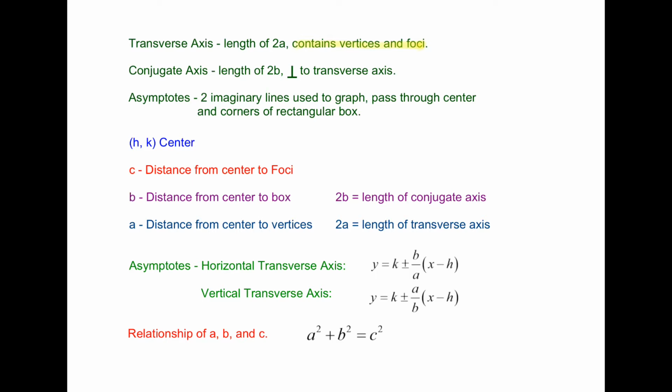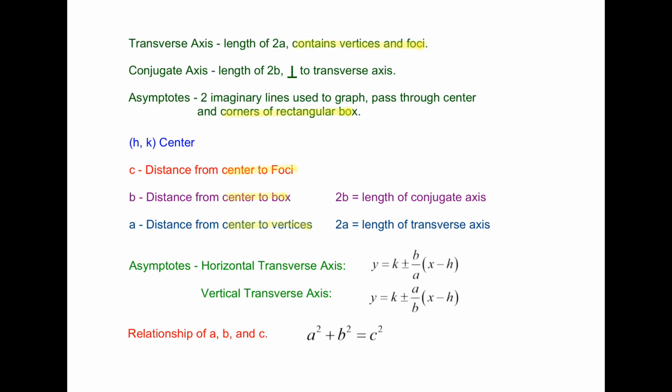The asymptotes are two imaginary lines used to graph. They pass through the center and the corners of the rectangular box. So it's the diagonal of the rectangular box that I was talking about earlier. (h, k) still represents the center. c is still the distance from the center to the foci. Even though we've changed conics, it still represents the same thing. b is the distance from the center to the edge of the box there. That would be like your minor vertex. And a is the distance from the center to the vertices, or your major vertices is what we called them with an ellipse. Once again, just trying to make those comparisons.